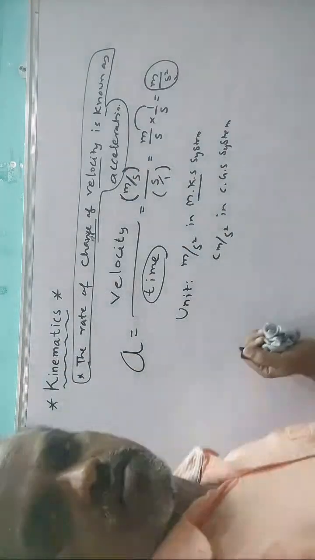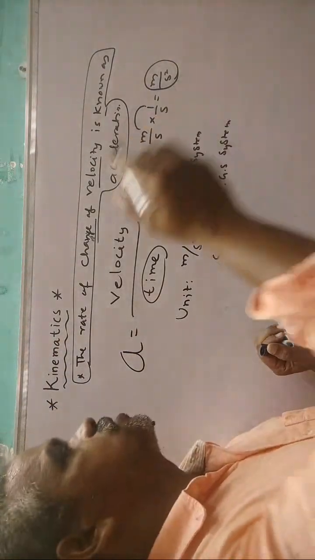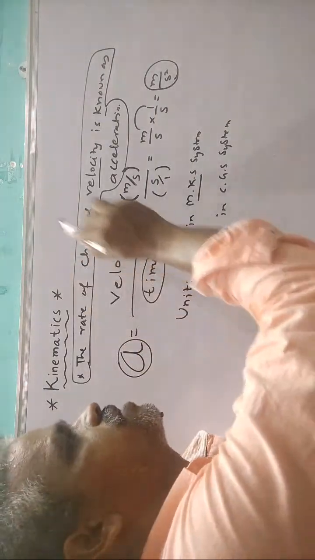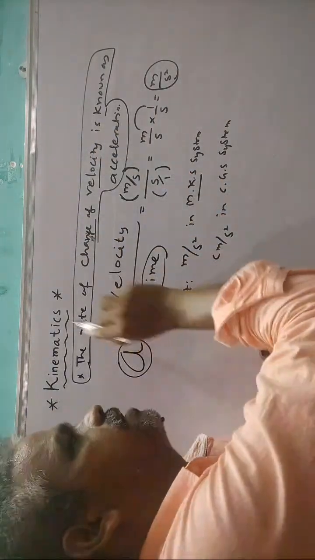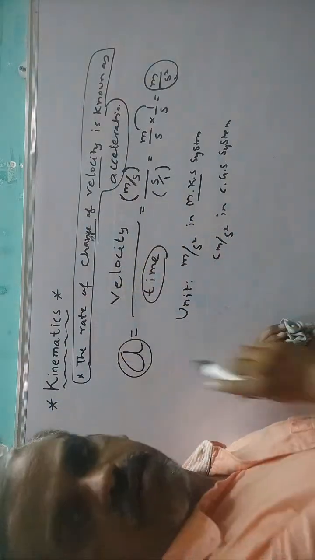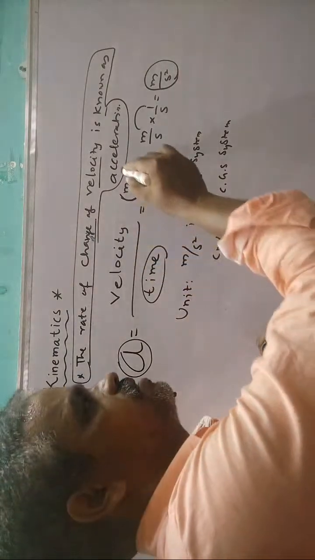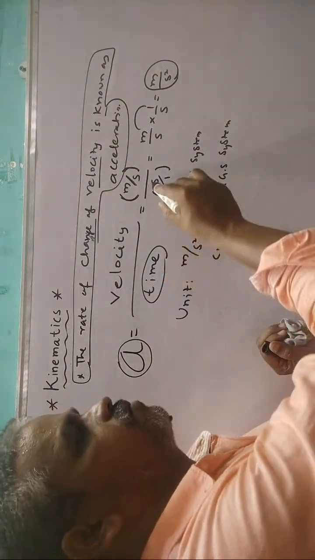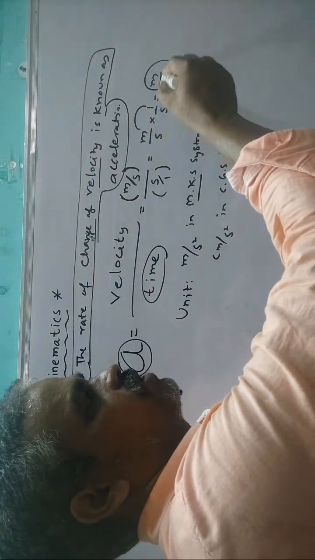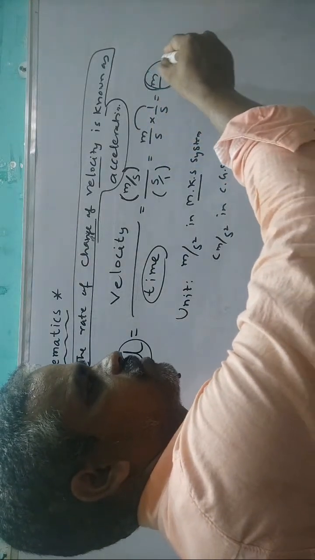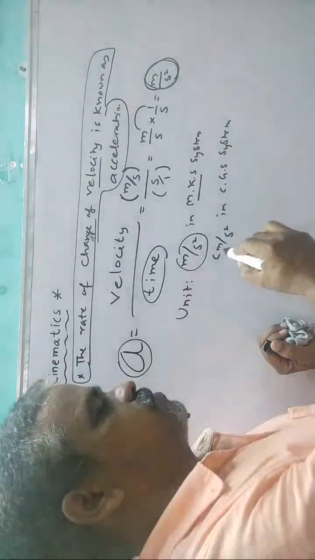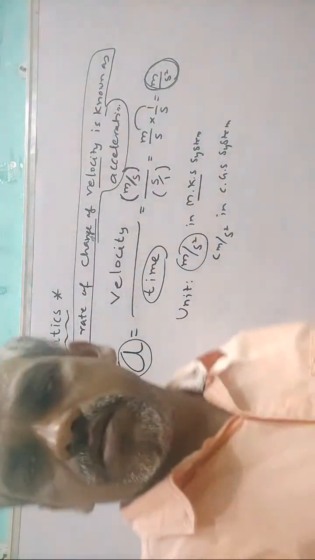Okay, write these things. So I introduced the acceleration concept now. What is acceleration? The rate of change of velocity. So acceleration equals velocity by time. For velocity the unit is meter per second, for time seconds. So if you do some mathematics, you will finally get the unit meter per second square. So the unit is meter per second square in MKS system, centimeter per second square in CGS system.